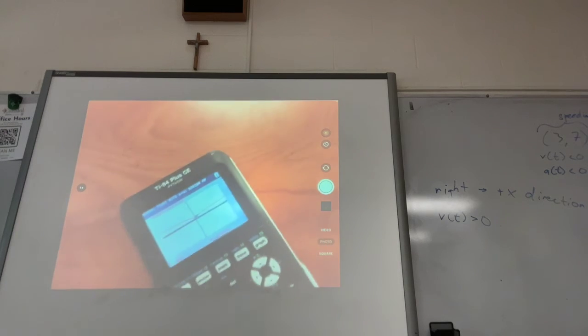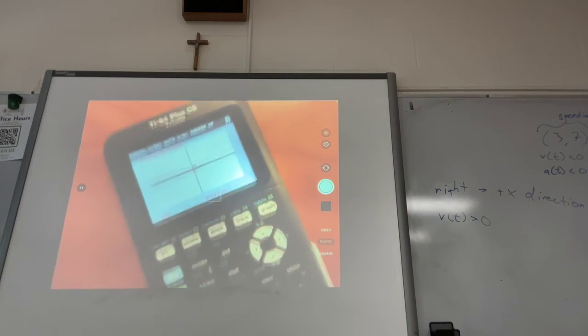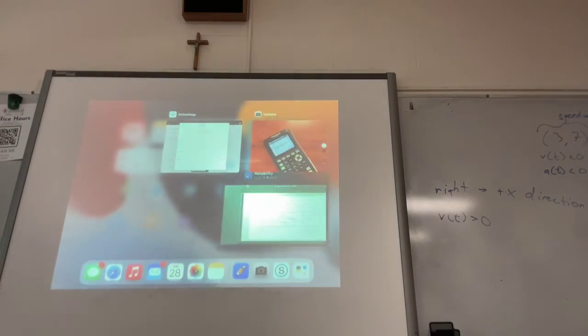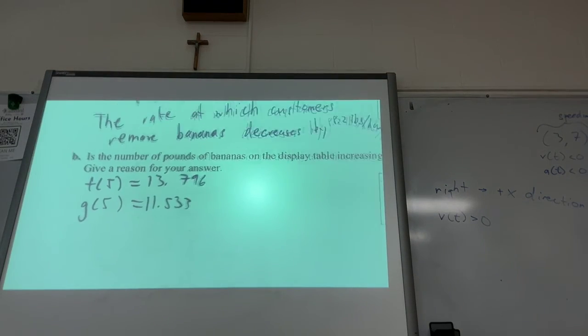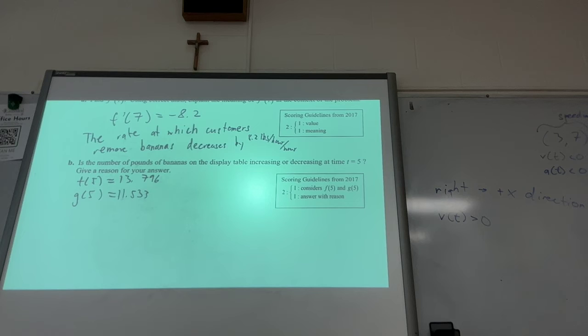Find the derivative, or no? This is f of 5 and g of 5. We've got f of 5 and g of 5, right? So the case here is that f of 5 is greater than g of 5. So let's justify our answer then, okay? Since the rate at which customers remove bananas is greater than the rate at which they're replaced. I'll just call them patrons.